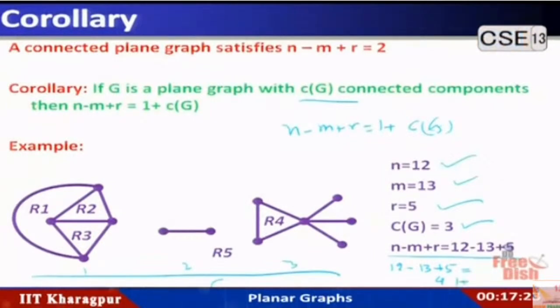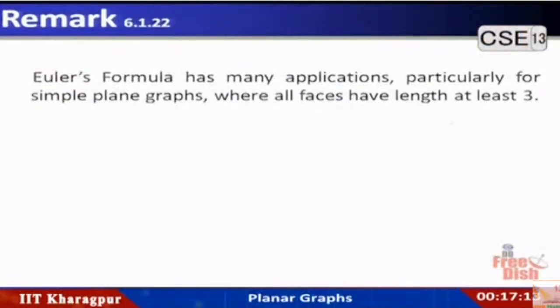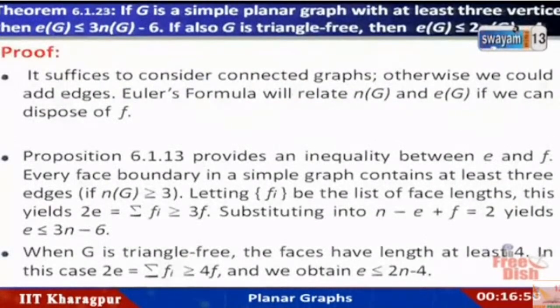So 4 means 1 plus 3, so 3 is the number of connected components. This particular formula is satisfied here in this example, hence this corollary is taken into account with Euler's formula. Euler's formula has many applications, particularly for simple graphs where all faces have length at least 3. Let us use this remark as a theorem.